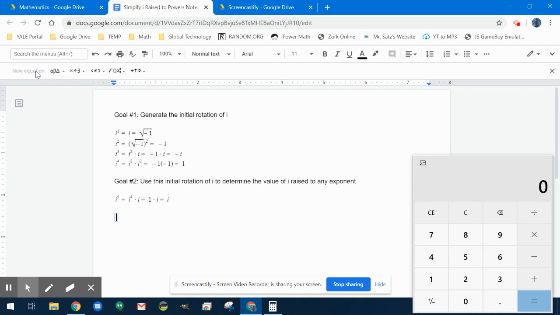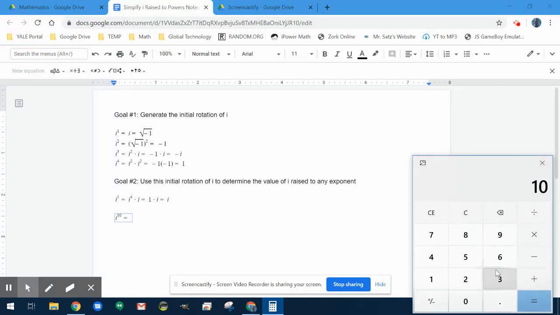Let's say crazy Mr. Sats gives us a problem, i to the 10th power. That's not as easy to write out as it was to do i to the 5th power, adding another i to it. So when the numbers get a little bit higher like this one, we're just going to take the new exponent, the 10, put it in our calculator or do it by hand, and divide it by 4. Once we divide by 4, we see that we get an answer of 2.5.